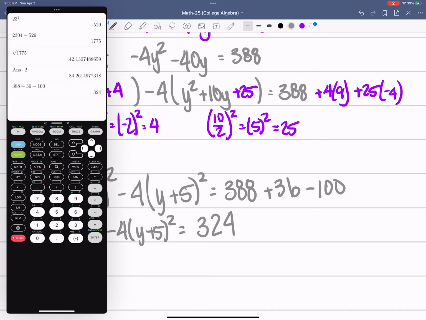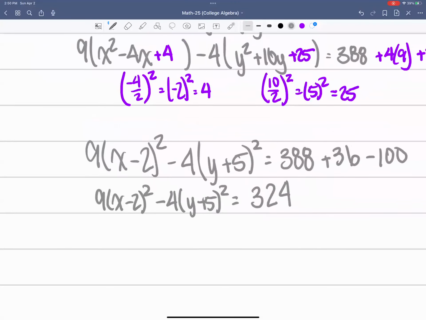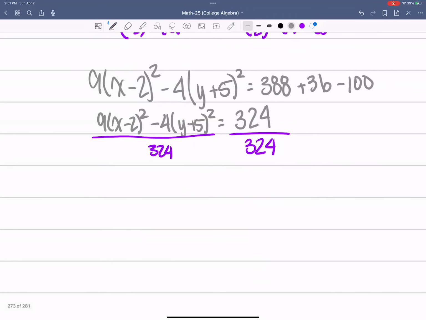All right. So what we have here is this. We always want to make sure that it's equal to 1 with all of our conics except for a circle. So what are we going to do here? We're going to divide both sides by our 324, making sure that we have a 1 over here. So let's divide both sides. 324 divided by 324 as well.